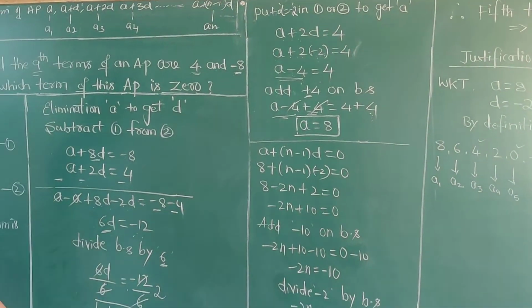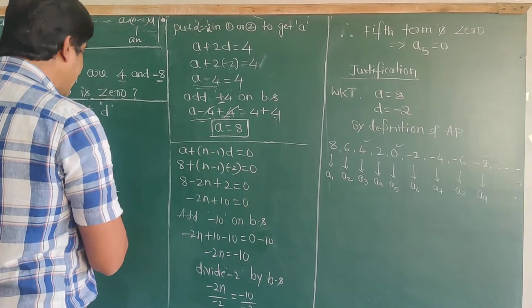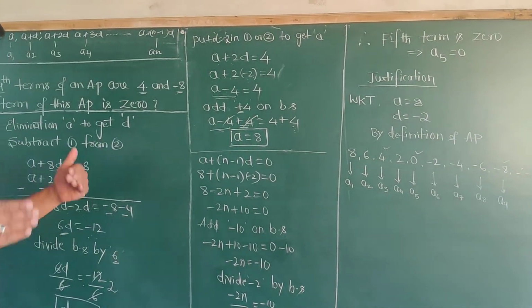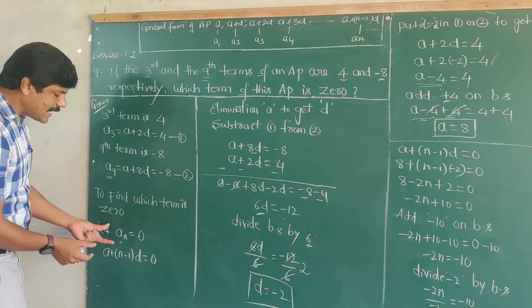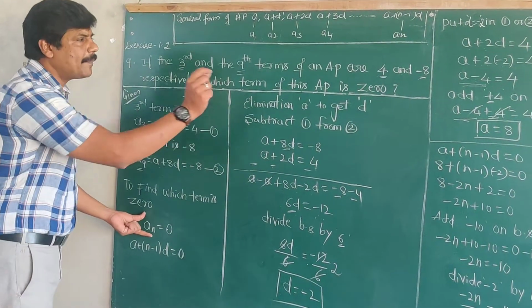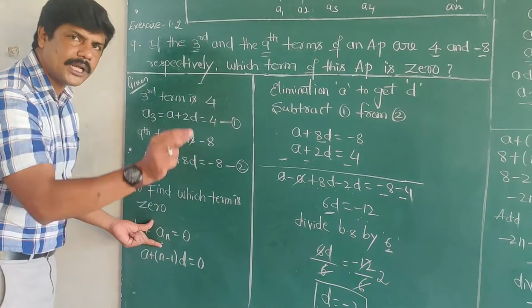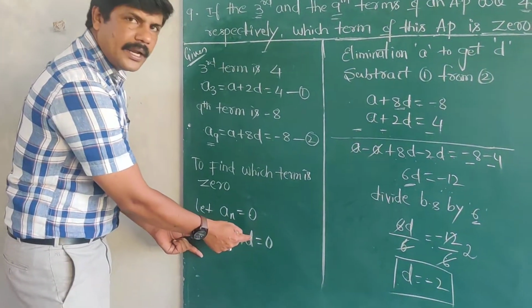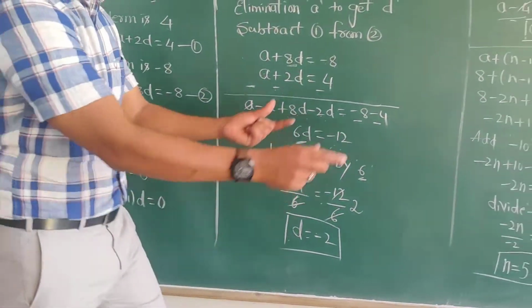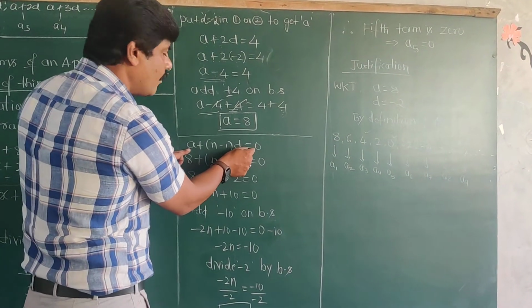Now we have got the value of B as well as the value of A. Once we get the value of A and D, it's very easy to find whatever number we want. Now what we have to find is which term of an AP is 0. So we have assumed the nth term of an AP is 0. The nth term is nothing but A plus (n minus 1) into D, which I am taking here as 0.